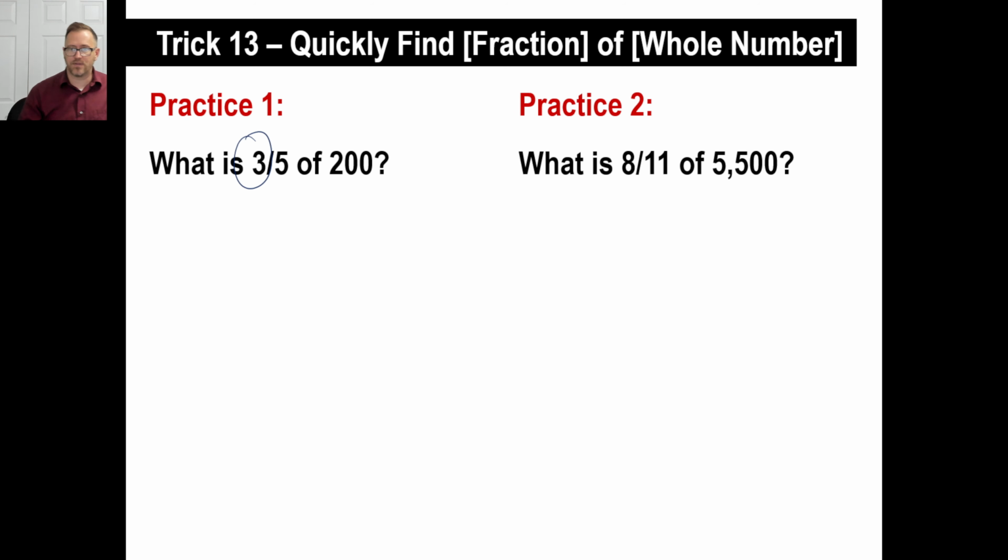Okay, 8/11 of 5,500, pause it, do it. Okay, obviously 55 divided by 11 is way easier, right? That's going to be 500. Then 500 times the 8 will be 4,000.